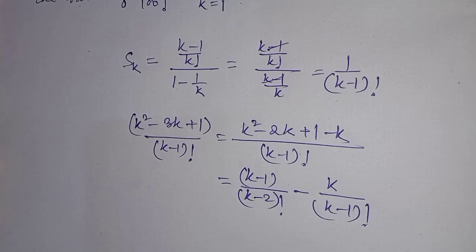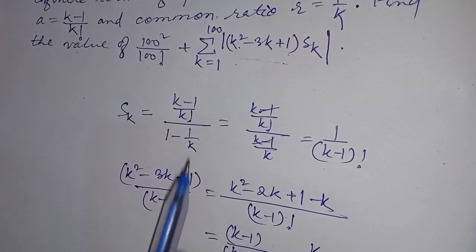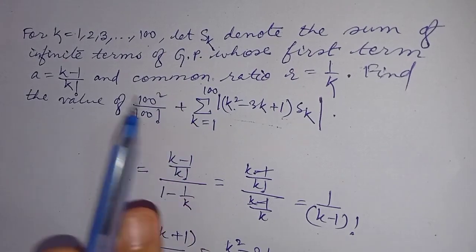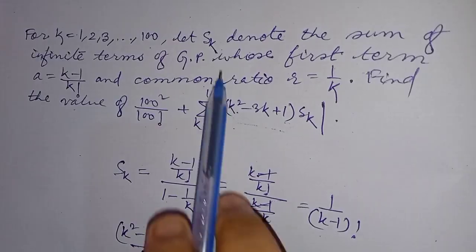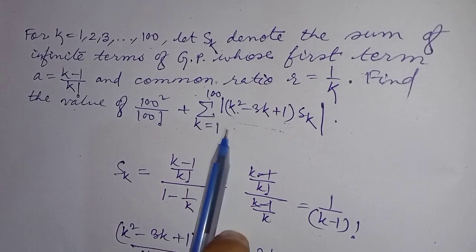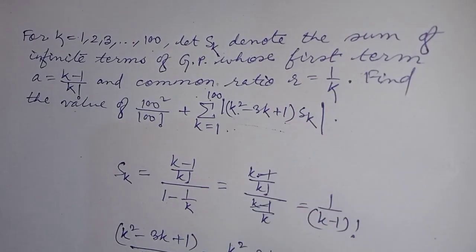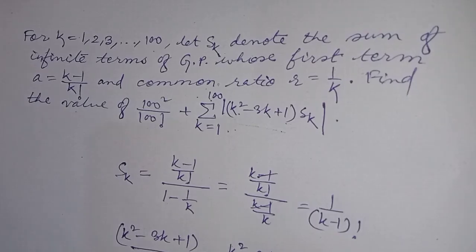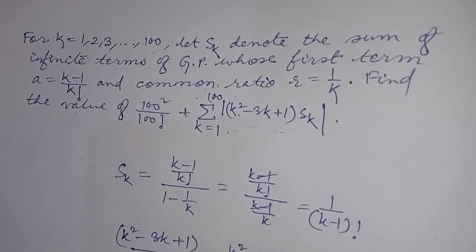Now we can calculate our answer, but no, we cannot calculate our answer right now. We have made one mistake which we have to find out. We have to first put the values and then check. For example, we are asked to find for k equal to 1 to 100. When k equal to 1, the common ratio r is 1. So we know that when mod r is less than 1, the sum of infinite terms of a GP is defined. But here the common ratio is 1, but still the sum is defined.